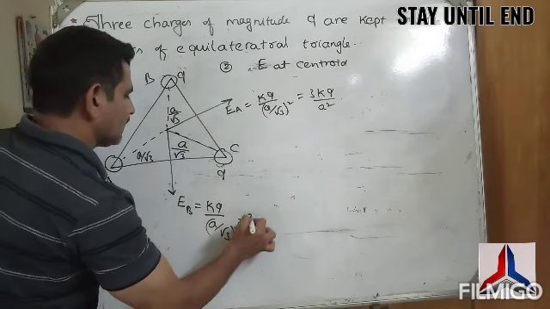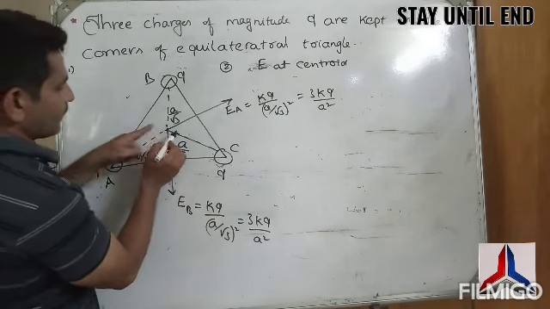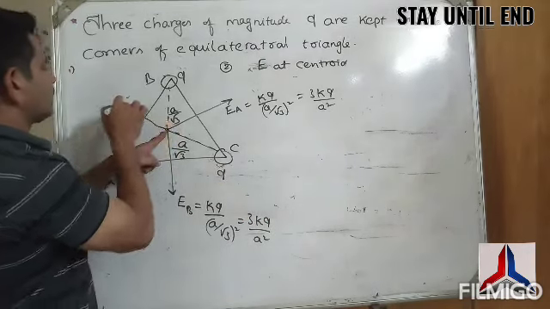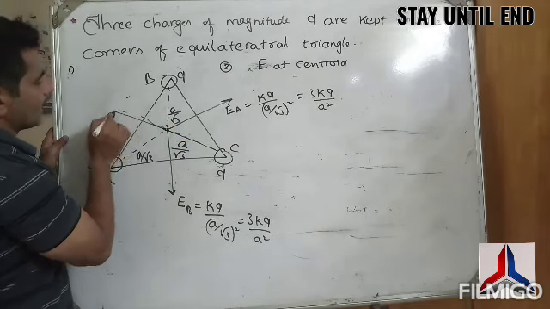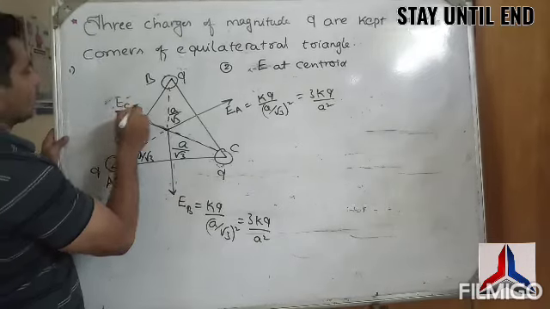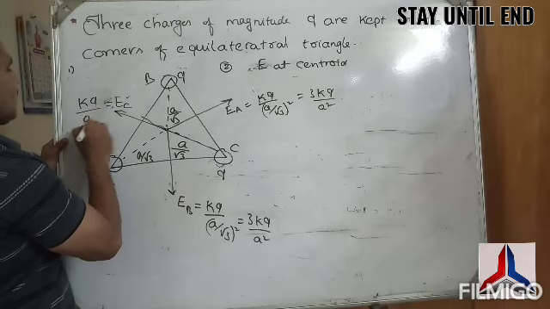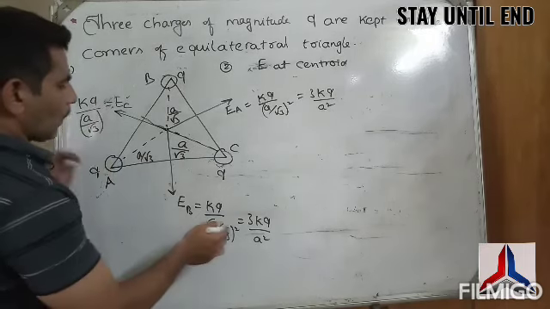That means 3KQ by a square. Similarly, this charge which is at a distance a by root 3 produces an electric field intensity in this direction. Therefore, this is EC, and the EC value is KQ by (a by root 3) whole square. So all are equal.